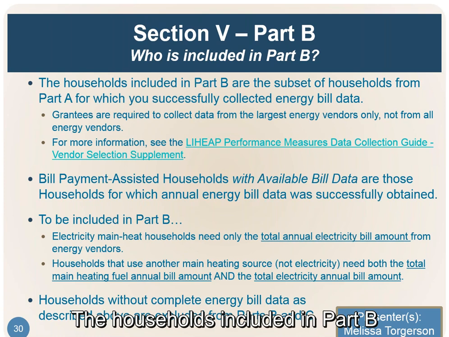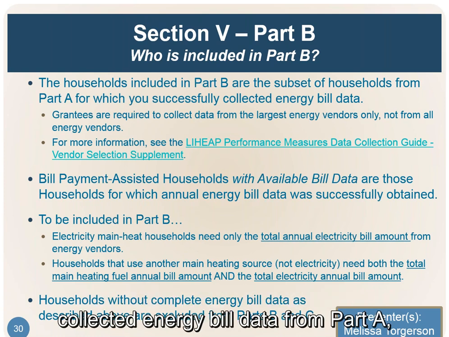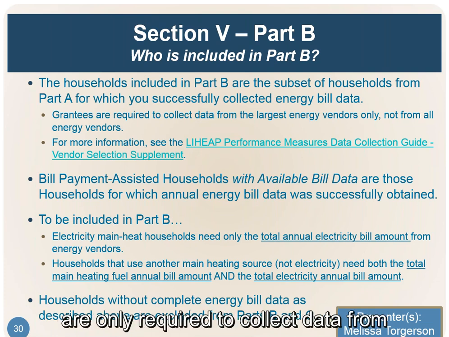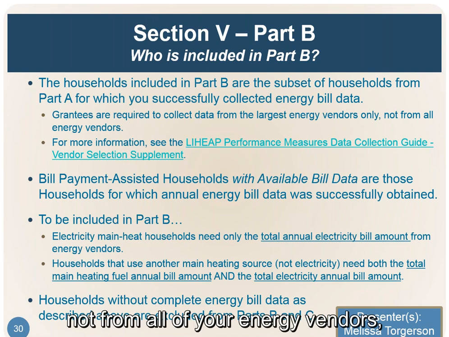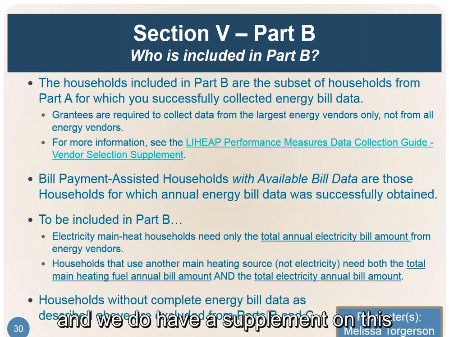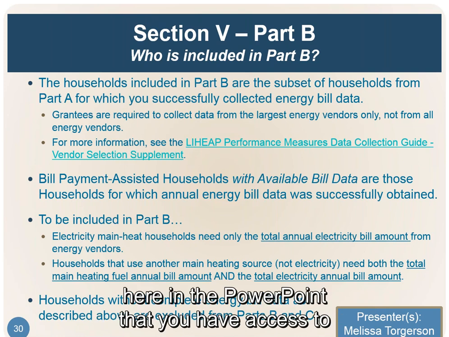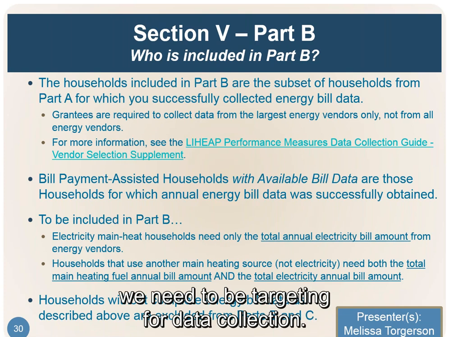This is a lot of information on a slide. The households included in Part B are the subset of households from Part A from which you successfully collected energy bill data. And so keep in mind that grantees are only required to collect data from the largest energy vendors, not from all of your energy vendors. And we do have a supplement on this, and there's an active link here in the PowerPoint that you have access to, that you can go to see how we know which vendors we need to be targeting for data collection.